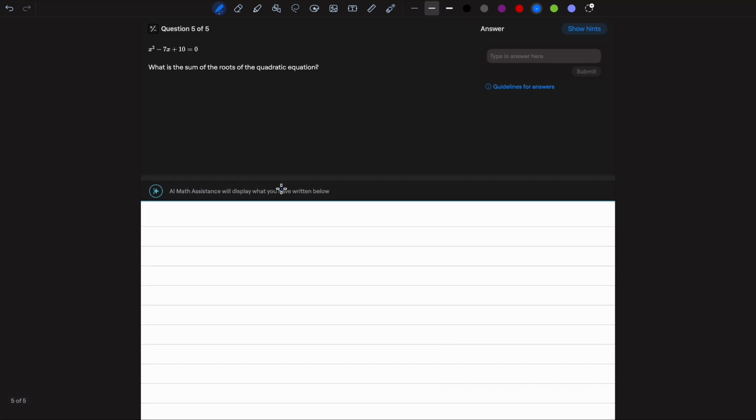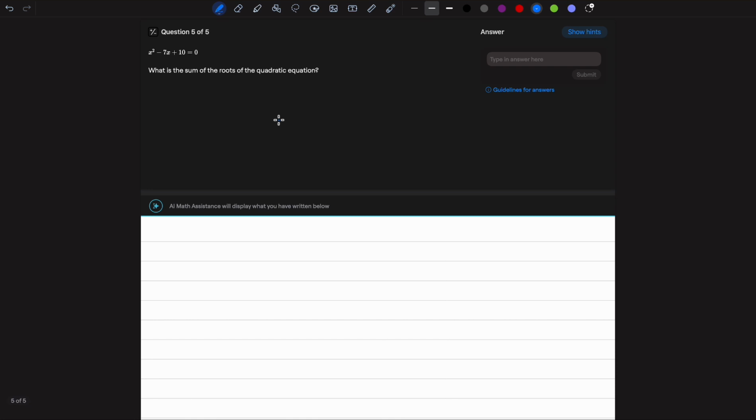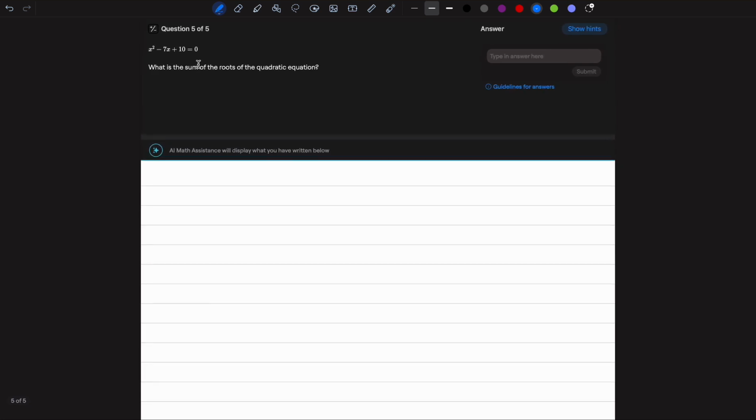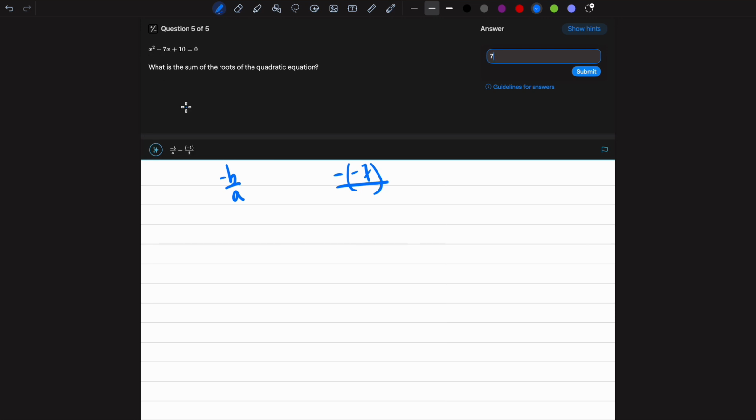Let's look at the final question. So x squared minus 7x plus 10 is equal to 0. What is the sum of the roots of the quadratic equation? Well, I'll tell you right now the answer is going to be 7 because the sum of the roots is always going to be minus b over a. So in this case, our b is negative 7. So it's going to be negative 7 divided by a, which is the coefficient of x squared, which is just 1. So that's equal to 7.